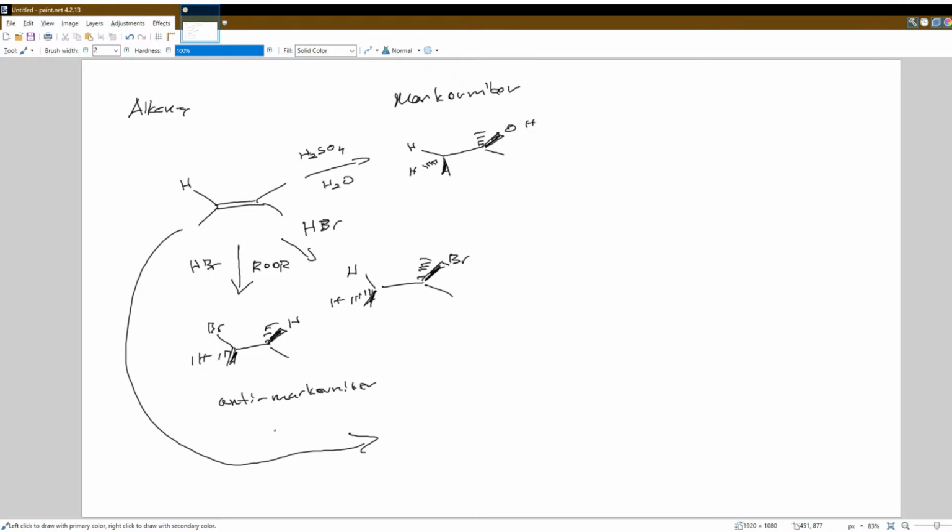And then we can also do our this thing to it, and that'll add... it'll either make an alcohol like before, just like the acid catalyzed version, or it'll make an ether. I think it's an ether. Like this. Okay. So that's what we can do to alkenes. Oh, I messed up.